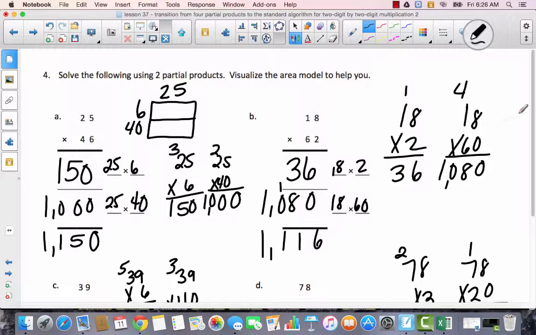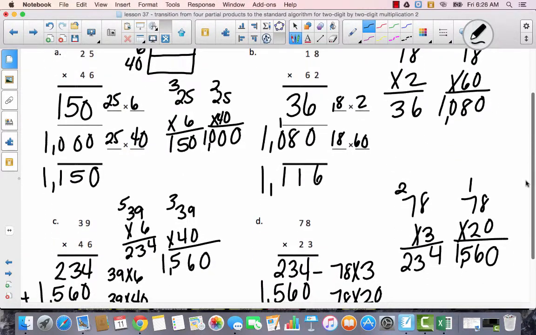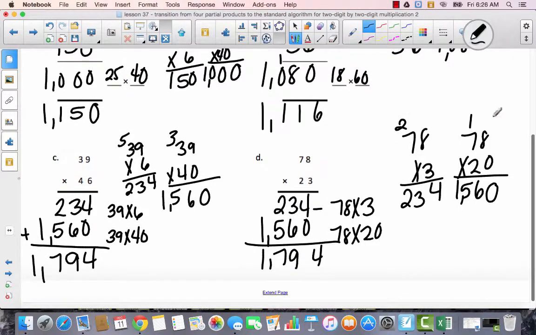So today, remember, the whole point of today's lesson is to transition away from the area model and partial products into standard algorithm. Area model and partial products will always get you the same answer. The only reason why we're trying a new strategy is because this strategy is more efficient. So we're taking parts of the other strategies and trying to make a few shortcuts so that we can do this a little bit quicker.